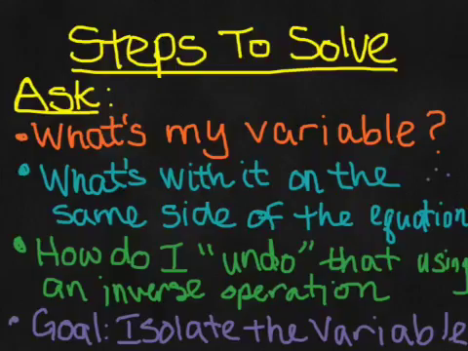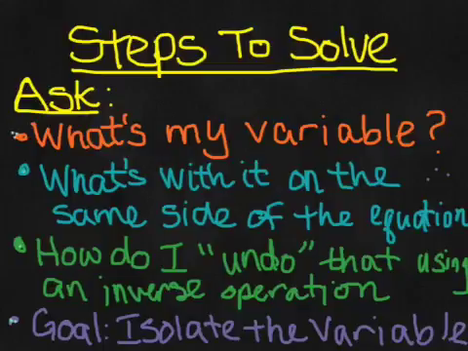Just like when we solve other one-step equations, to solve, we're always going to ask ourselves, what's my variable? What's with my variable on the same side of the equation? How do I undo that using an inverse operation? And remember that my goal is to isolate the variable. And as always, what I do to one side of the equation, I must do to the other.